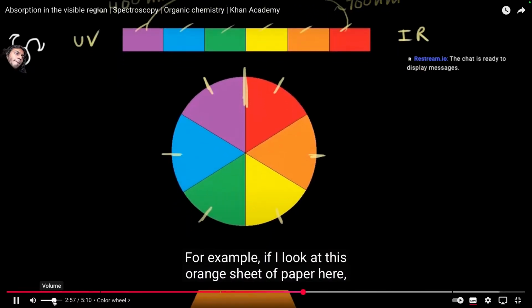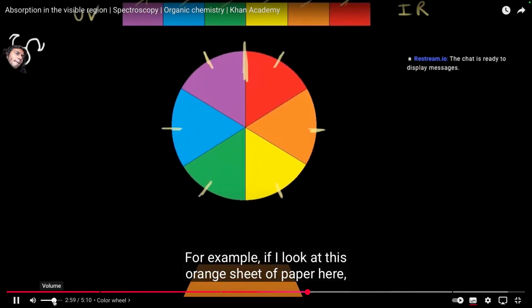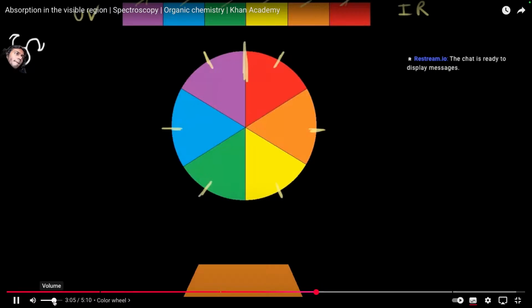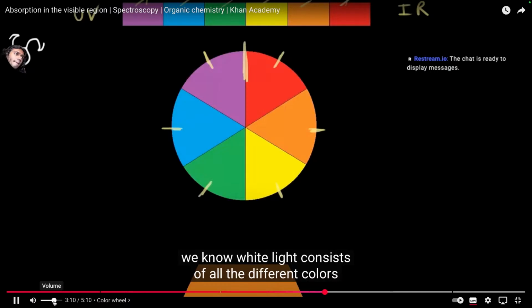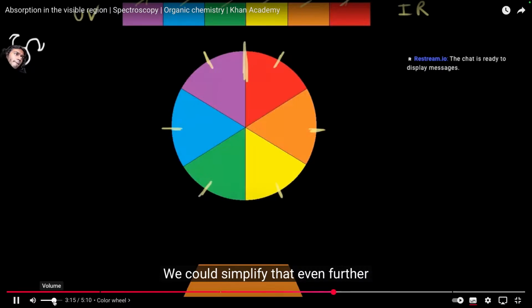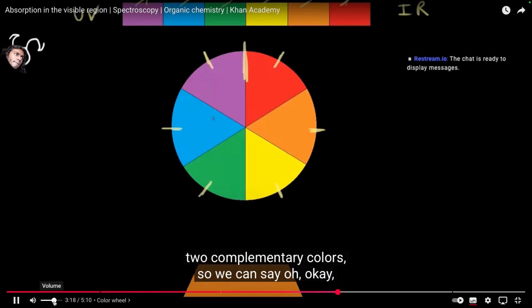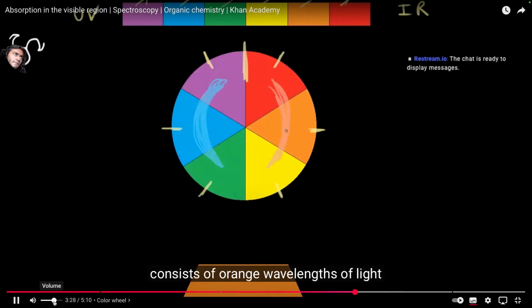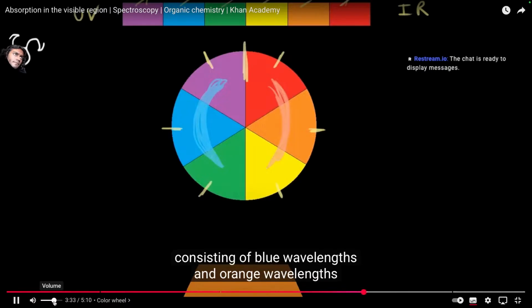For example, if I look at this orange sheet of paper here, and we try to understand why this sheet of paper is orange, we know that white light consists of all of these different wavelengths, all of the different colors of the rainbow. We can simplify that even further, and think about white light being 2 complementary colors. So we could say this part consists of blue wavelengths of light, and on the right, this part of the color wheel consists of orange wavelengths of light. And we could think about white light consisting of blue wavelengths and orange wavelengths.